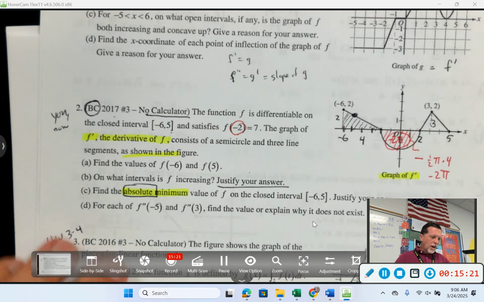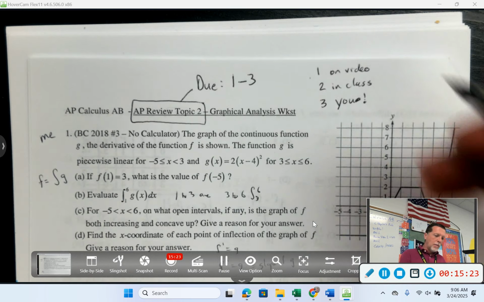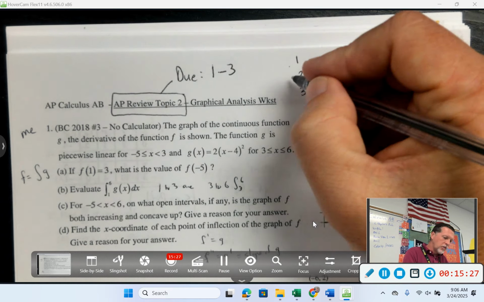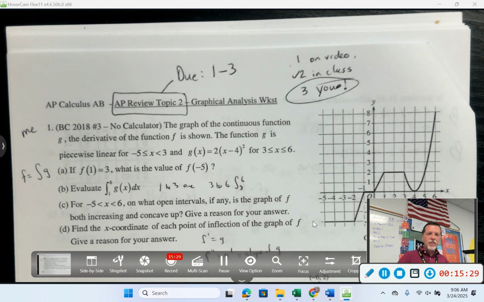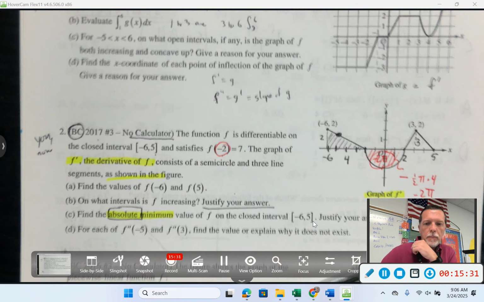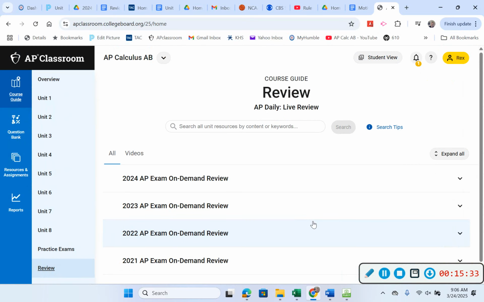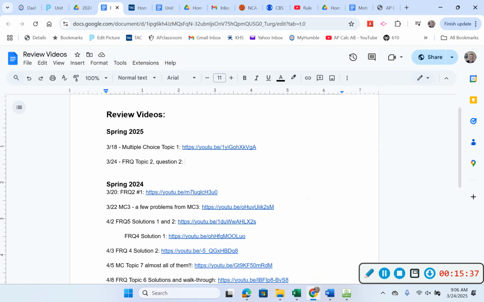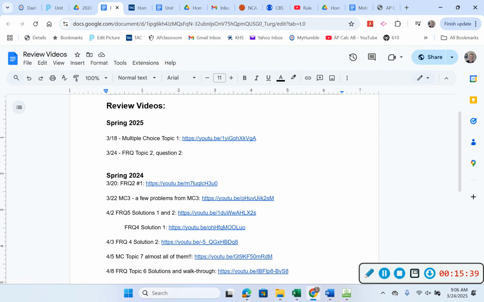Okay, so your job is 1 through 3. 1 is posted on video online. I'll show you in a minute, remind you where it is. We just did 2, and so that just leaves you with number 3. See if I can find that video. So review videos, Spring 2024. I'm pointing at it. You can see where I'm pointing. There's FRQ2, number 1. So you can try it on your own, or you could just watch me do it, whichever you like.